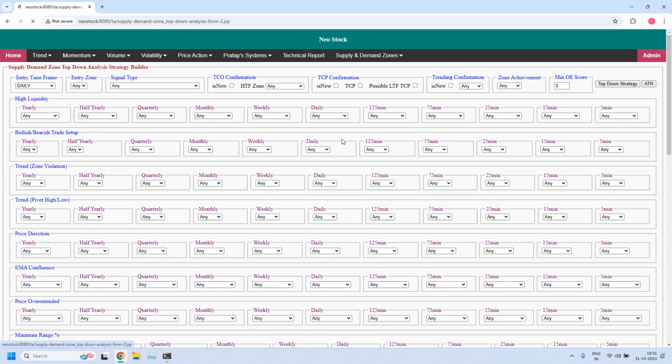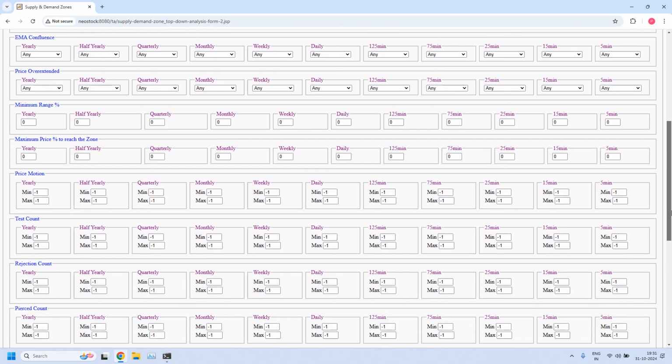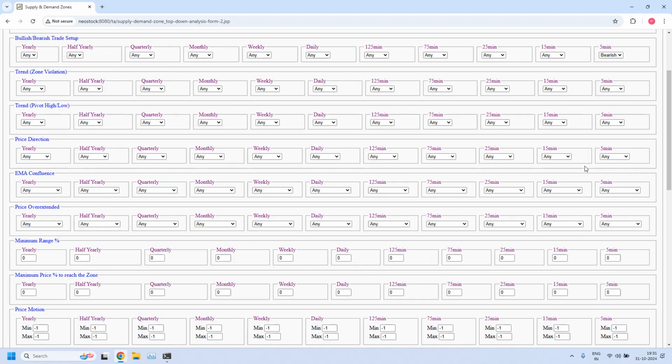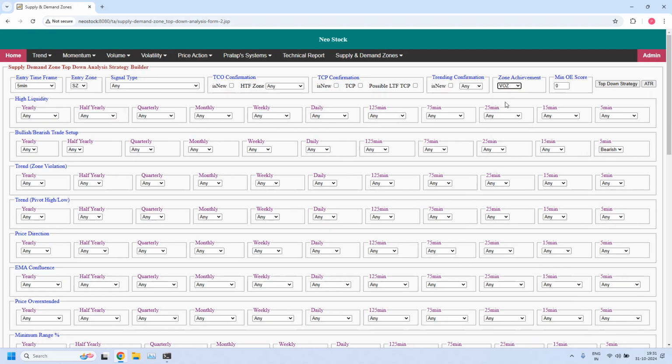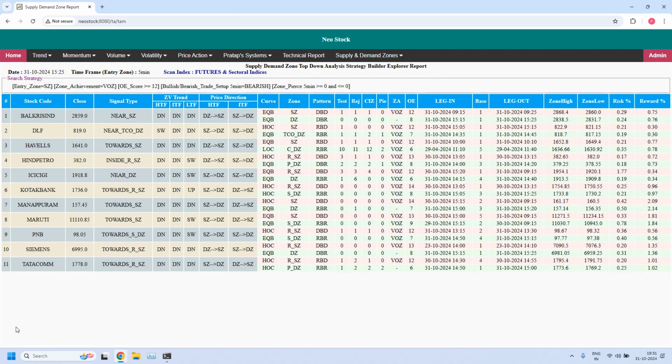Okay, next we will look for bearish trade setup for hourly income trade. Entry time frame 5 minutes, entry zone, supply zone. In bullish or bearish trade setup 5 minutes, I am selecting bearish. And 5 minute supply zone should not be pierced. So in the pierced count at 5 minutes time frame, minimum value 0, maximum value 0. Zone achievement violated opposing zone, minimum odd enhances score 12. All the 3 filters are applied to 5 minute supply zone. Let's verify. We got 11 stocks.